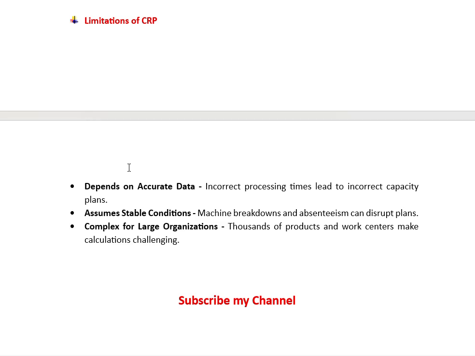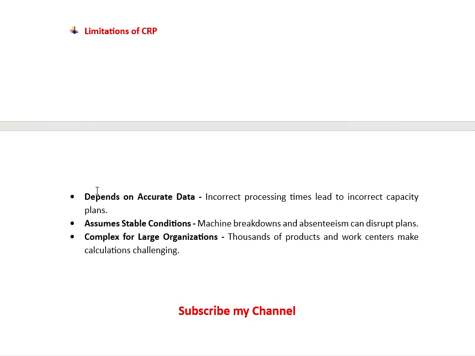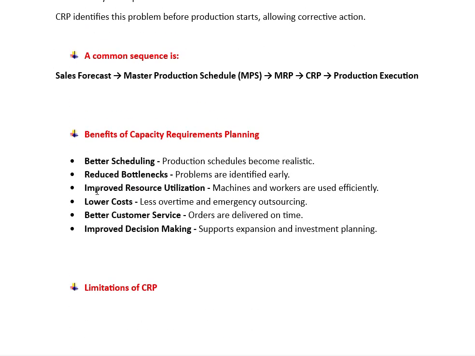Let's come to limitations of CRP. Depends on accurate data. Incorrect processing time leads to incorrect capacity plans. Assumes stable conditions. Machine breakdowns and absenteeism can disrupt the plan. Complex for large organizations. Thousands of products and work centers make calculation challenging. So these are the limitations of CRP, and these are the benefits.